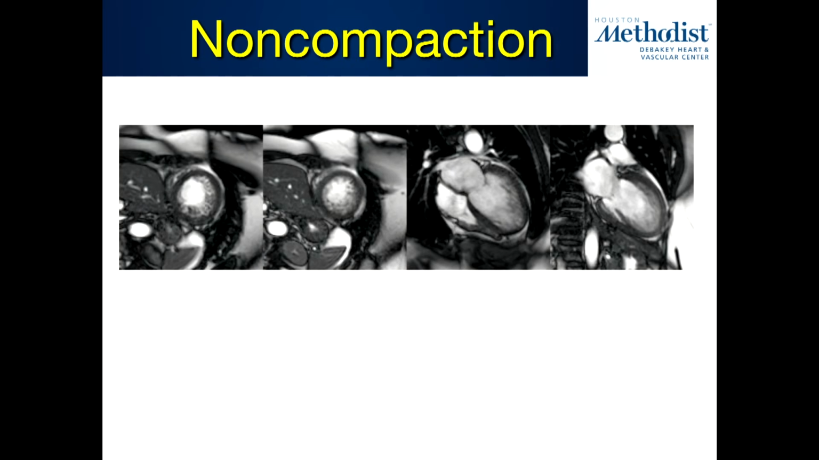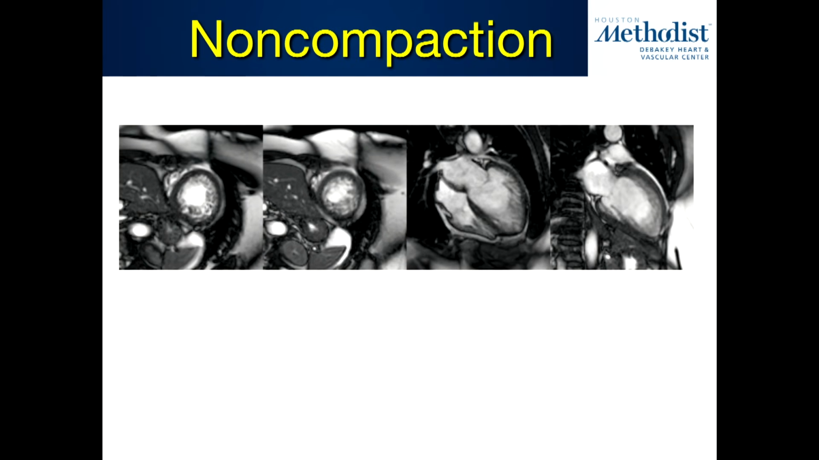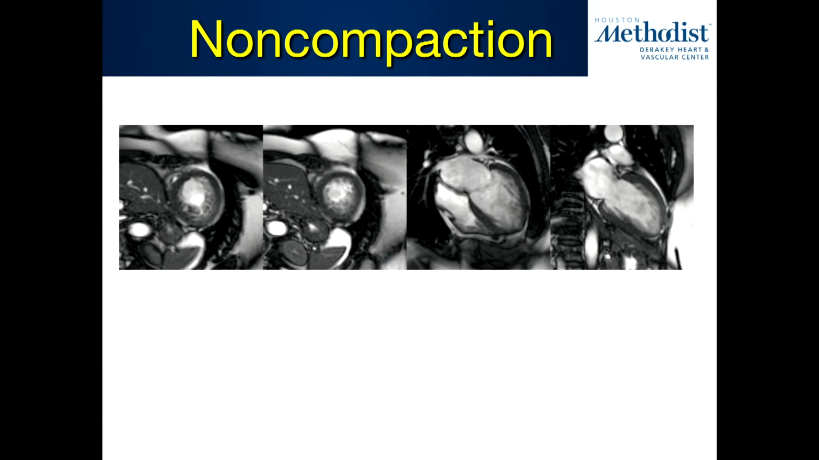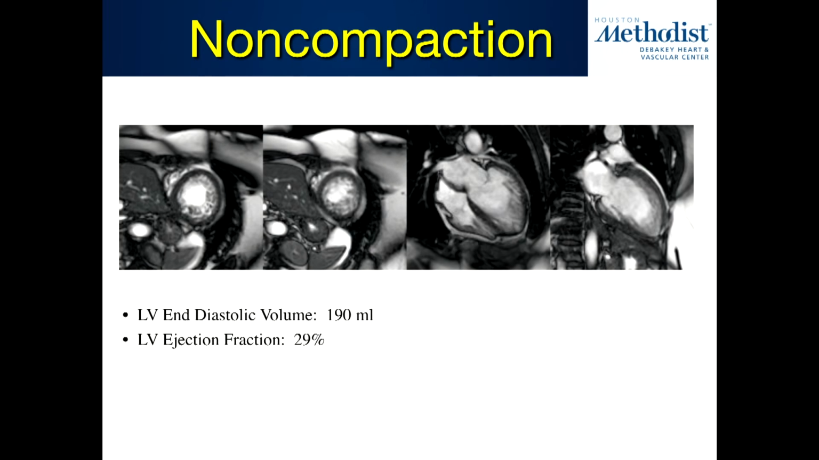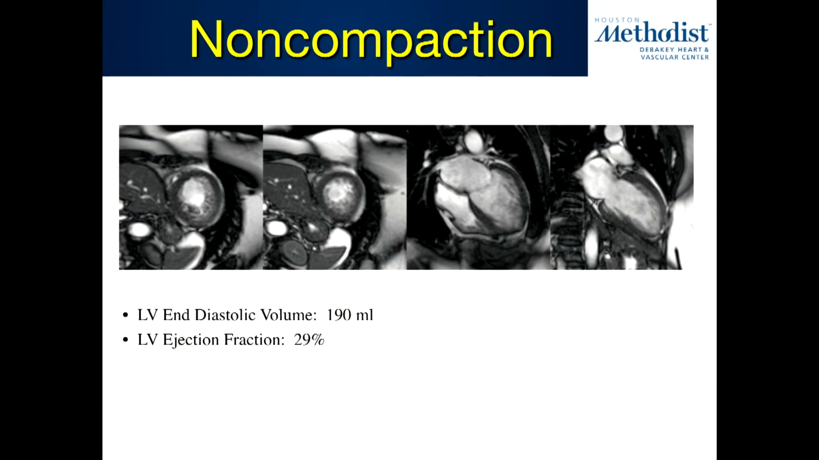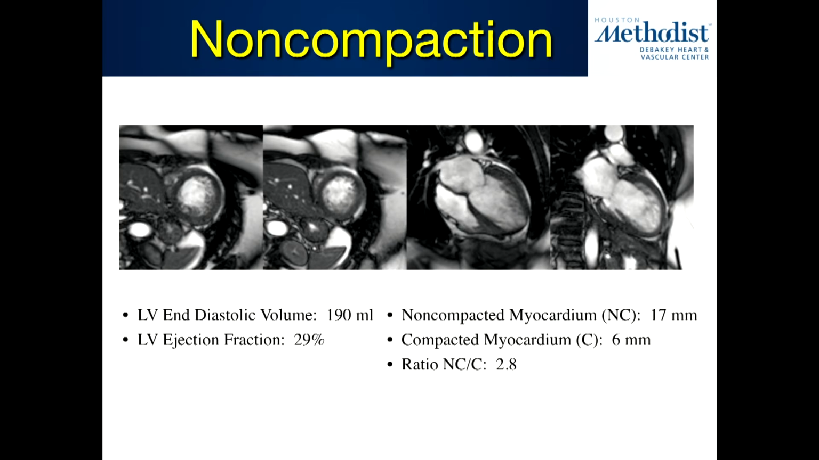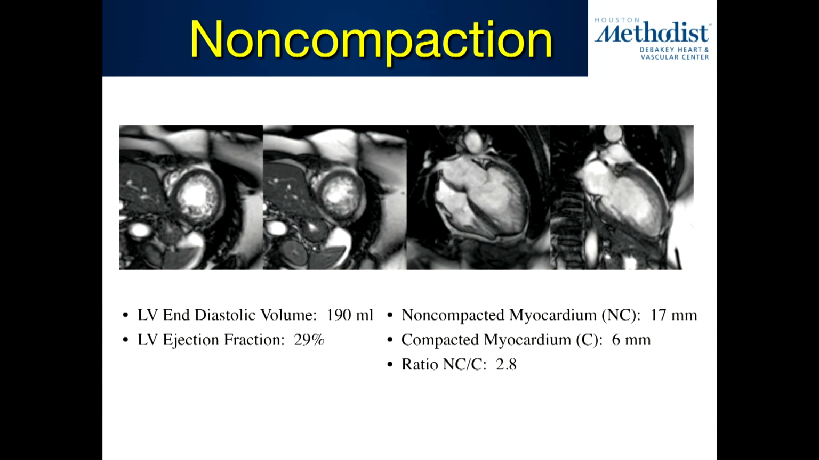Now, what about non-compaction? Here's an example of a patient who has prominent trabeculations that we see all across both the apical and mid-ventricular short axis views, with deep recesses. This person had an LV end diastolic volume of 190, depressed LV function, and when we looked at the ratio of non-compacted to compacted myocardium, we got a ratio of about 2.8.